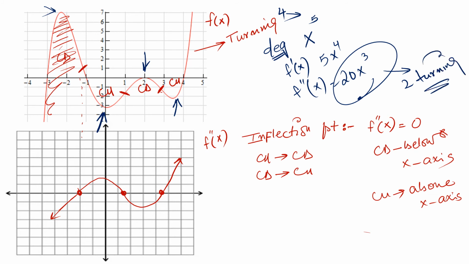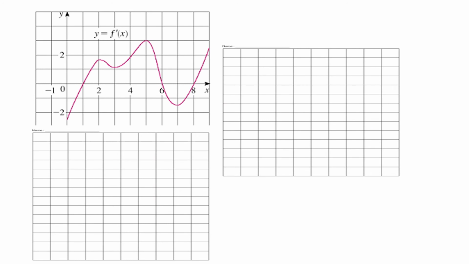So 2 turnings. Now check if I have the 2 turnings. This is 1 turning and this is my second turning. So it means that whatever I have made is absolutely correct. So let's try to sketch this graph. Okay, let's draw the axis. Here it's not very good, but anyway, it will give you the idea.